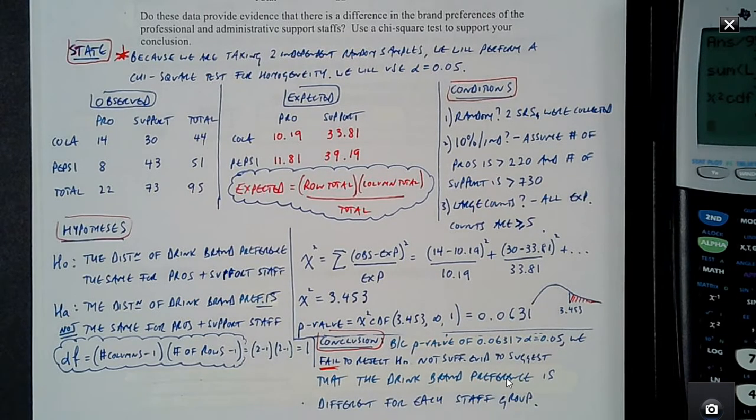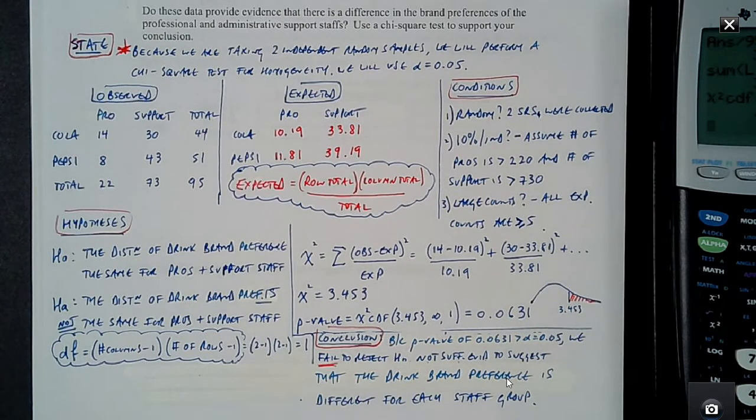So what does that mean? Well, that means there is not sufficient evidence to suggest that the drink brand preference is different for each staff group. And that's what we were trying to find out. So really, whether it's Coca-Cola or Pepsi, whether you're support staff or professionals, there really isn't a difference between those two distributions.